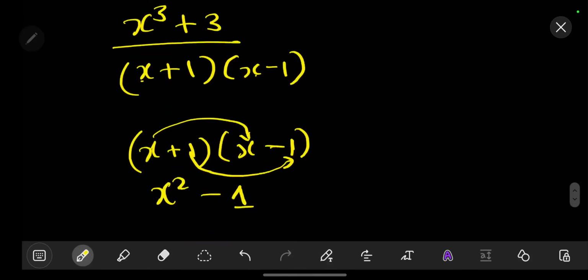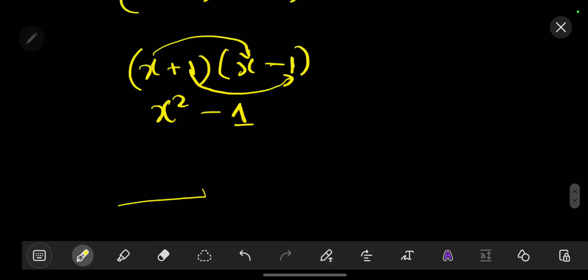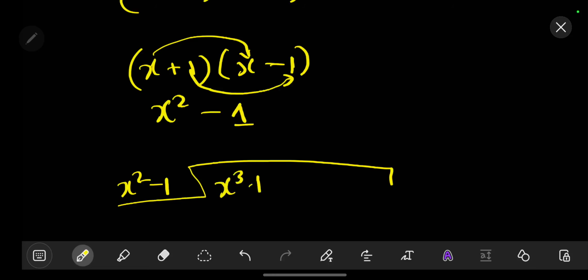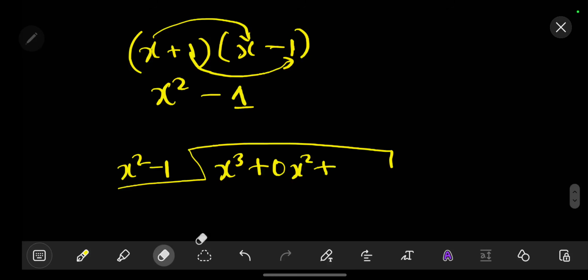Then we are going to divide, so we are going to have something like this. We have our x squared minus 1, like that. Then we have a number, it is x to the power 3 plus 0x to the power 2 plus our 3. Don't forget the 0x like that. We have another one which is our 0x plus our 3. They have to descend. So we have our x to the power 3.